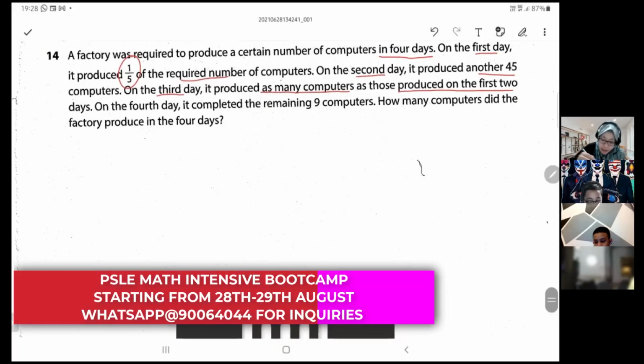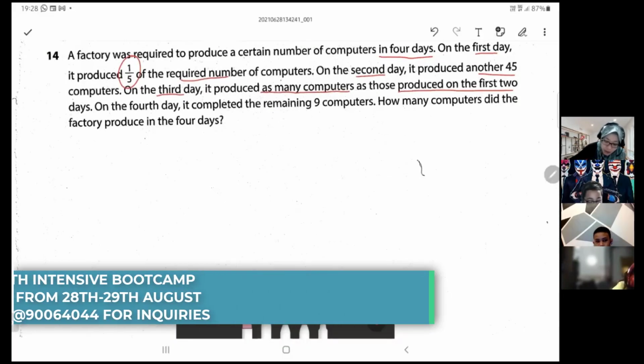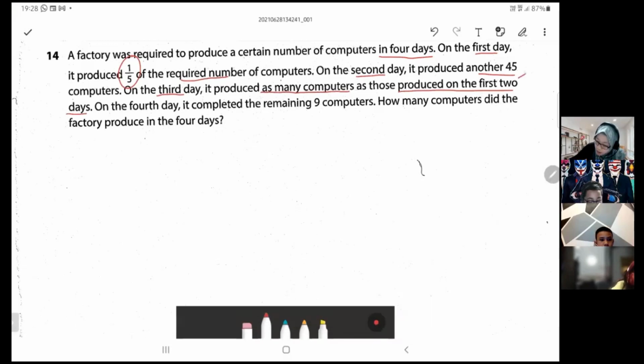Okay, which means this is day 1 and day 2. Okay, on the fourth day, it completed the remaining 9 computers. How many computers did the factory produce in 4 days?